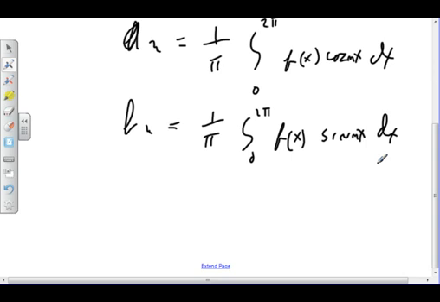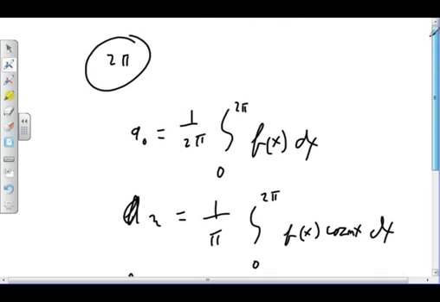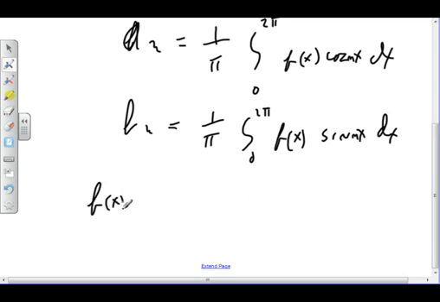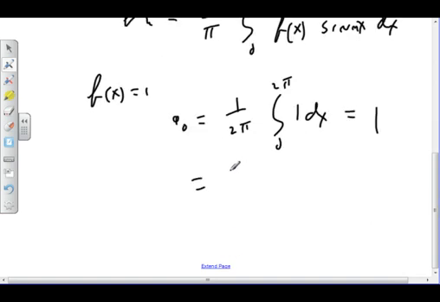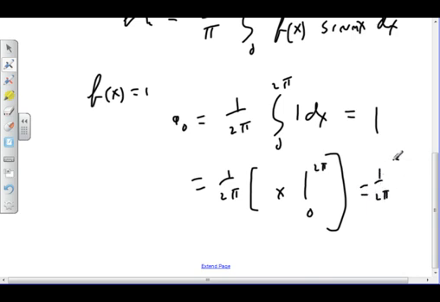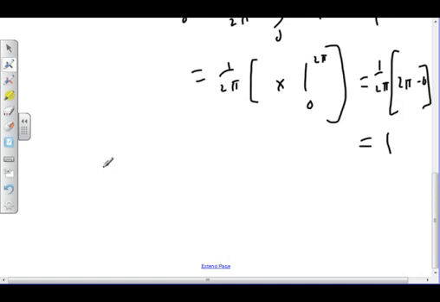So if I take the function f of x is 1, then a0 becomes 1 over 2 pi integral 0 to 2 pi of 1 dx, which becomes 1. Does it not? Skipping a lot of steps. 1 over 2 pi x evaluated at 0 and 2 pi, 1 over 2 pi times 2 pi minus 0 is 1. So I put those steps in, so that'd be okay.